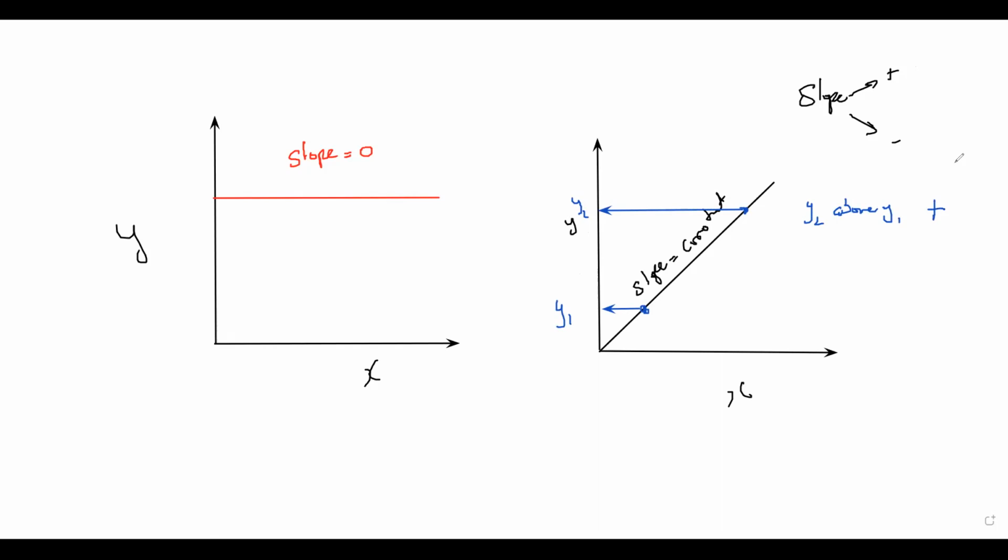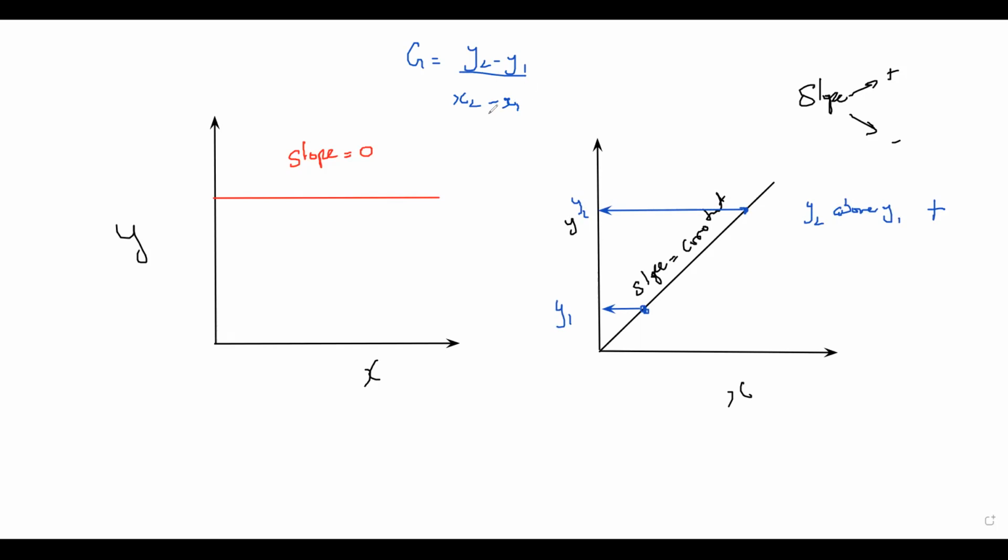When we calculate the slope by using a formula, the slope or gradient is equal to y2 minus y1 over x2 minus x1. So in this case, the slope will be a constant, fixed number, and the value of that will be positive.